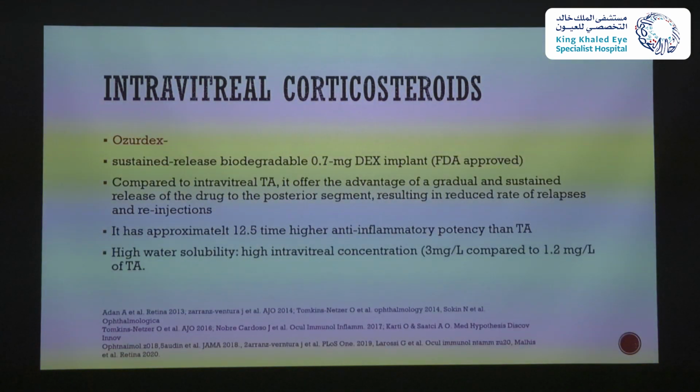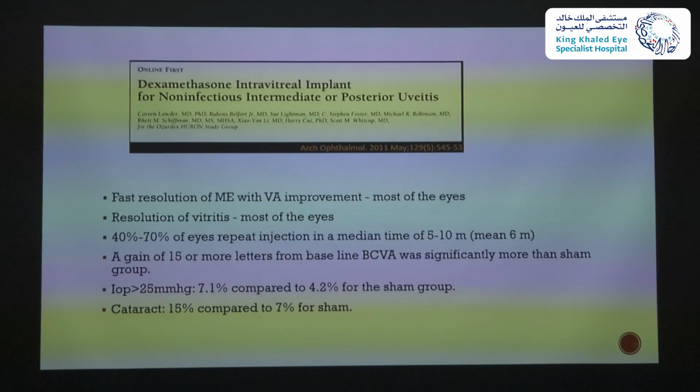The next intravitreal corticosteroid is Ozurdex, a sustained-release biodegradable 0.7 milligram dexamethasone implant. Compared to intravitreal triamcinolone, it offers the advantage of a gradual and sustained release of the drug to the posterior segment, resulting in a reduced rate of relapses and re-injections. It has approximately 12 times higher anti-inflammatory potency than triamcinolone acetonide, and also a higher intravitreal concentration.